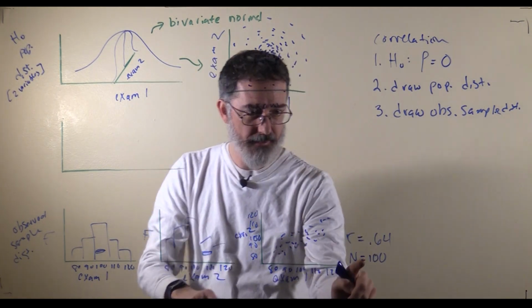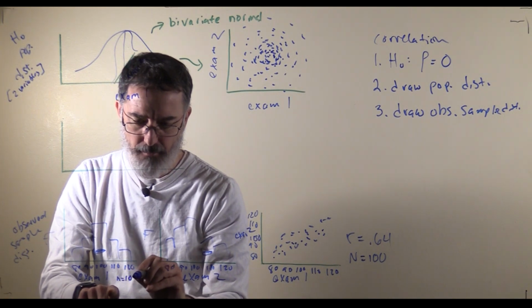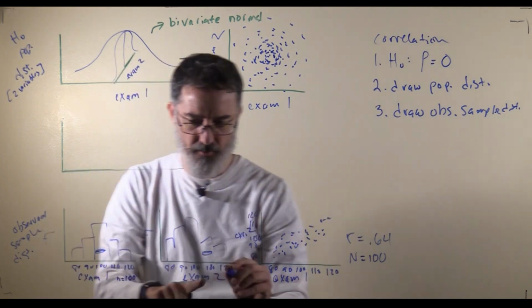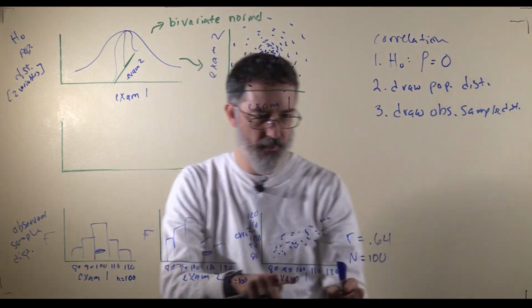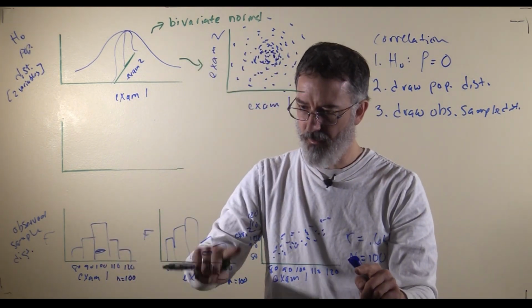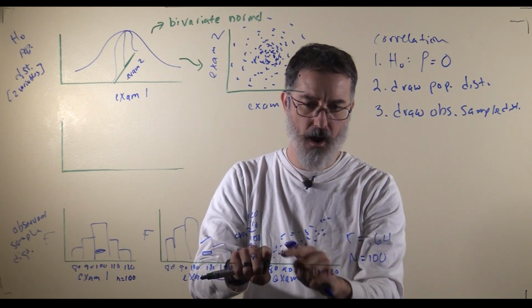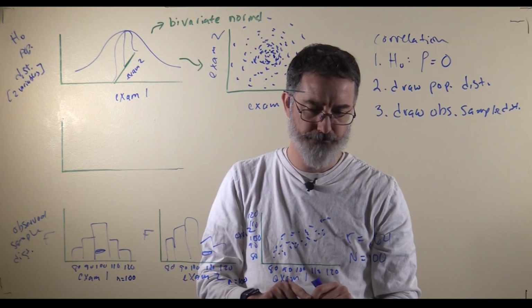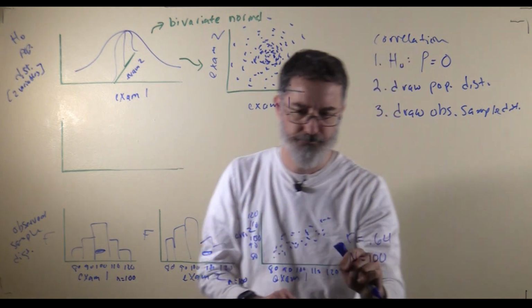And just to be clear, this n equals 100, that's 100 students that took exam 1, and those same 100 students took exam 2. So this capital N is all of our students. So there's 100 dots in this scatter plot. So that's what this N equals 100 refers to.